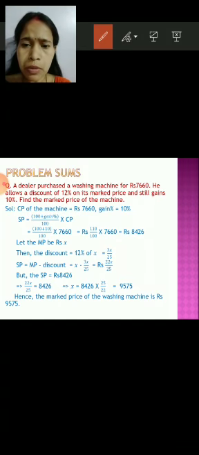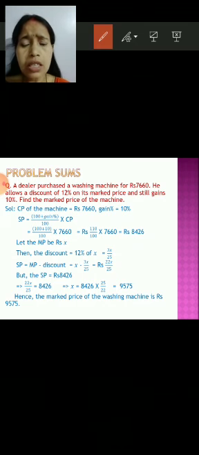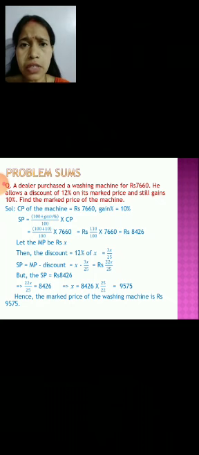So it will give you SP equals 8426. So 22X by 25 equals this much. Calculate and you will get the value of X, 9575. Hence the marked price of the washing machine is rupees 9575.